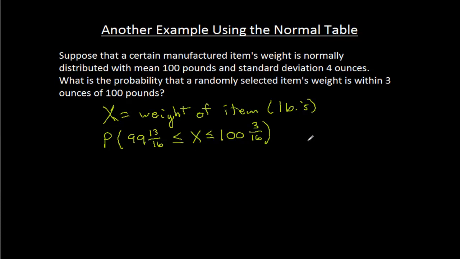So what I'm going to do here is draw my bell curve, and that's something I didn't do in the last example. But I think it's helpful, especially when you have a non-trivial range like this. And my mean is at 100. Okay, so if I go over here to the right and over here to the left, at the right I'm at 100 and 3/16, and at the left I'm at 99 and 13/16.